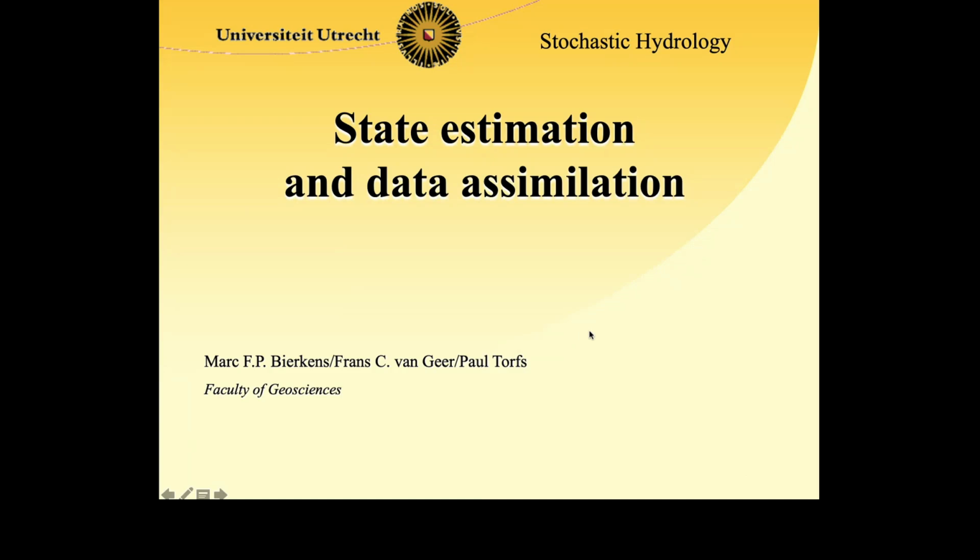A stochastic vector is, as we will see later in system theory, often called a state vector. It's the state of the system. If we know the state of the system, we can use that as an initial condition to forecast what will happen in the future if we know the forcing. So this is why it's called state estimation.